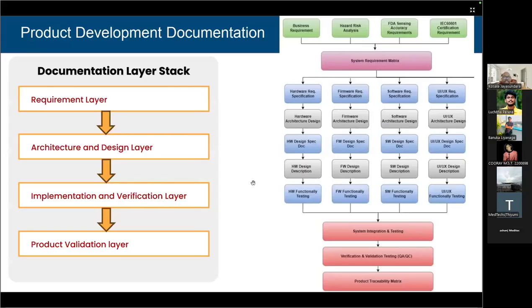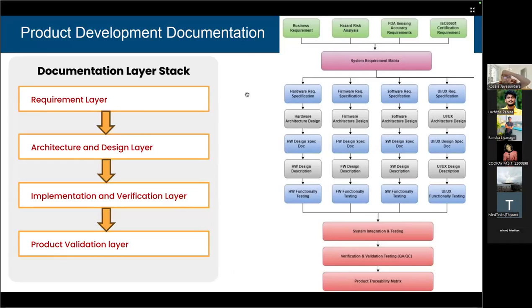So that's about documentation and risk. And then we can go for the documentation. There are 2 types of documentations. One is product development documentation, and the other is product documentation.